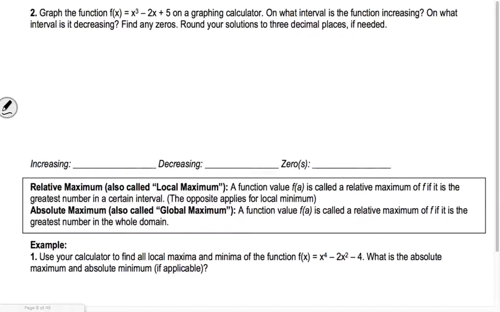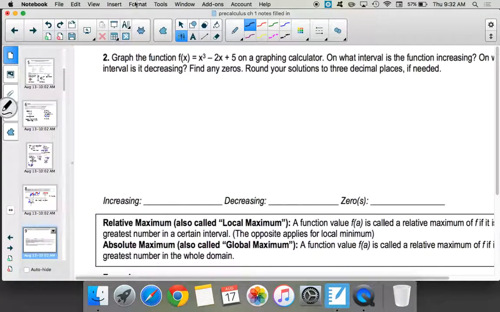Okay, number 2. It says graph the function f of x equals x cubed minus 2x plus 5 on a graphing calculator. On what interval is the function increasing? On what interval is it decreasing? Find any zeros and round your solutions to 3 decimal points if needed. So this is a weird graph. Everybody get your calculators out. So we need calculators.